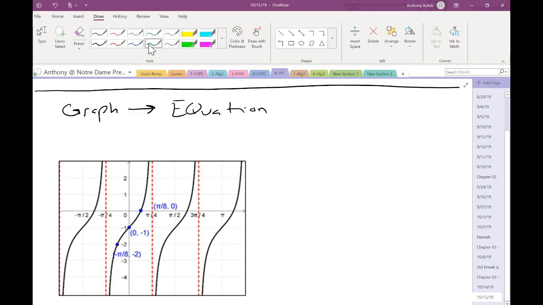All right, we'll start this the same way I would a sine or cosine one. I'm going to start by identifying the midline. If I look at this, where does it appear the midline is at? Y equals -1. I agree with that. Do you guys buy that?